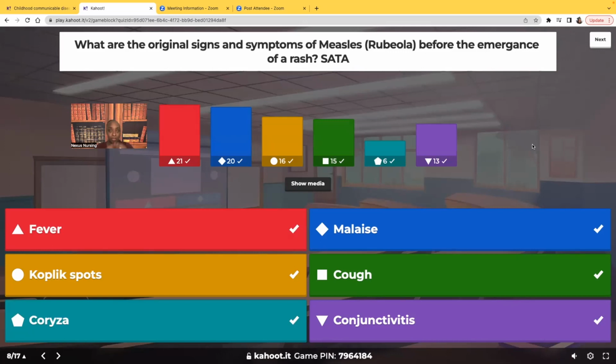Coryza, that's that inflammation of the membranes, basically rhinitis, that runny nose that you'll see with the patient. Okay, coryza, and then conjunctivitis. You may see the redness in the eye. It's going to be painful for them. It may be infected. Those are clinical manifestations you'll see before you even see that rash develop.